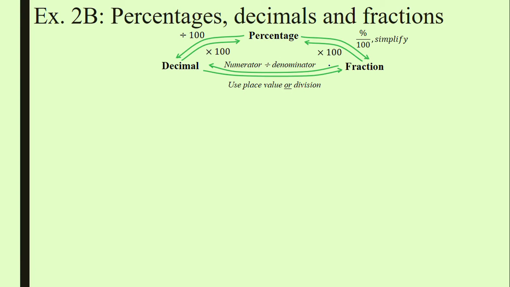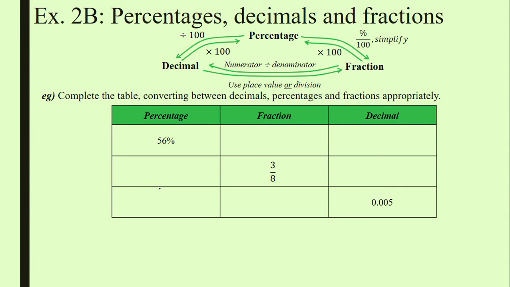So on the screen right now you'll see a flowchart between each of those three forms of number. Of course they're all the same thing, and we'll be looking at converting between each of those today. In today's example, I have one big example with all 6 conversions, and without further ado, we'll jump straight in. We're going to complete the table converting between decimals, percentages, and fractions.